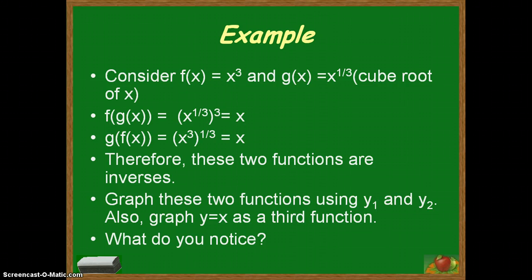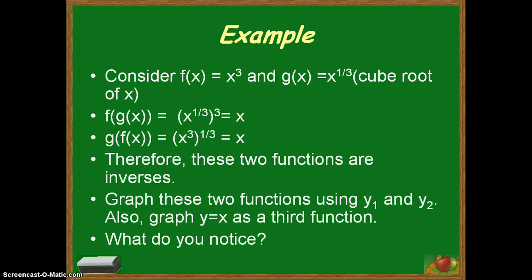Here's an example. Let's look at the function f of x equals x cubed, and g of x equals the cube root of x. If I take the composite f of g of x, I get x to the 1/3, that quantity cubed, which in fact does equal x. And if I take the other composite, g of f of x, where f of x is the inside function, x cubed, the cube root of that would also equal x. So we would say these two functions are inverses.